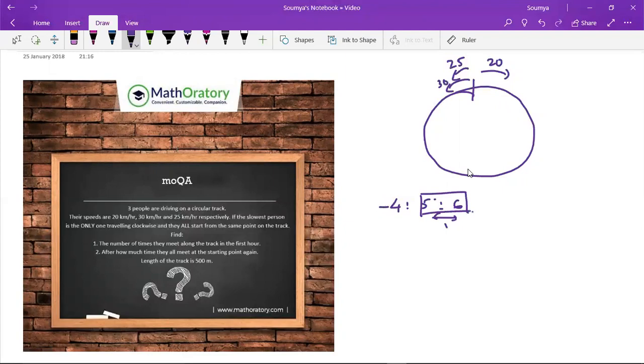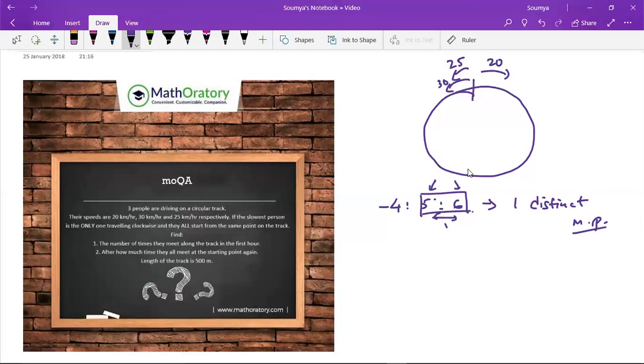And if all of them have to meet along the track in the first hour, then we just need to use these two, right? If these two are meeting one time along the track, then there is no chance of all of them meeting anywhere else. And just remember this: somewhere down the line, all of them have to coincide at the starting point. So the starting point has to be one of the distinct meeting points. I'm repeating what I said. So there will be one distinct meeting point of all of them combined.